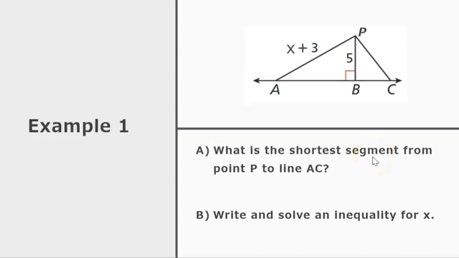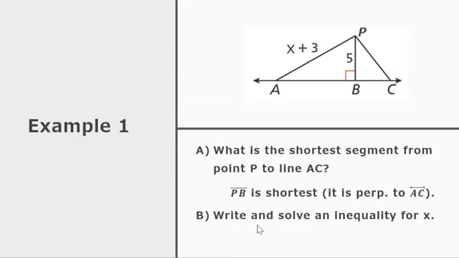In example 1, it asks us to find the shortest segment from point P to line AC, and it gives us this picture. Point P is here, and AC is down here. It also asks us to write and solve an inequality for x. For this first part, the shortest segment from point P to AC, notice from point P there are 3 segments, PC, PB, and PA. Look for the one that has the perpendicular symbol. That's going to be the shortest segment. So PB is the shortest segment because it is perpendicular to AC.